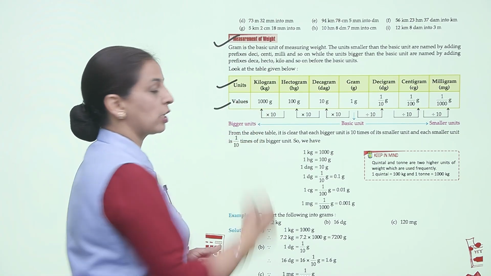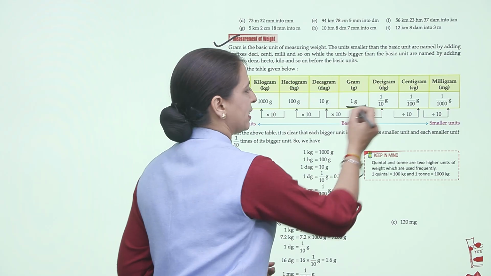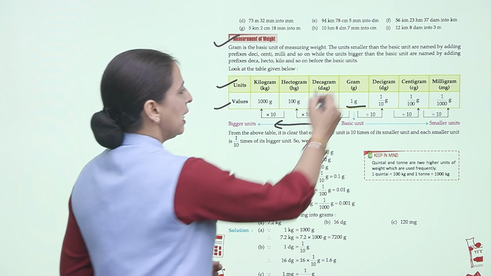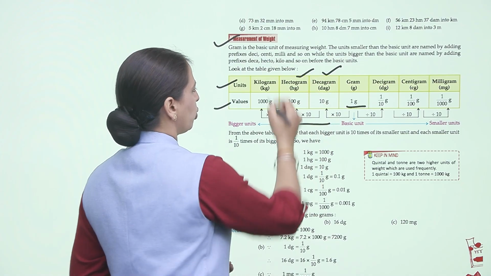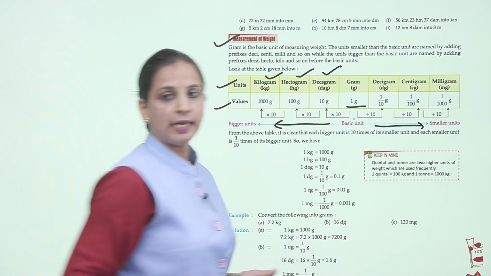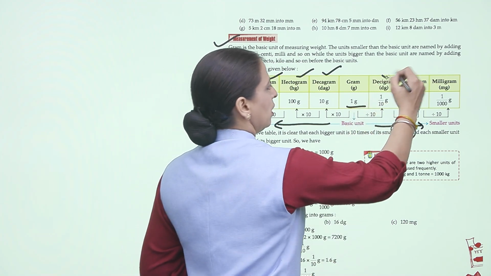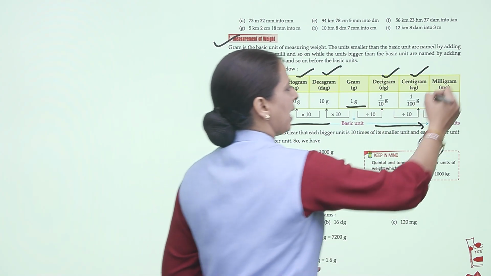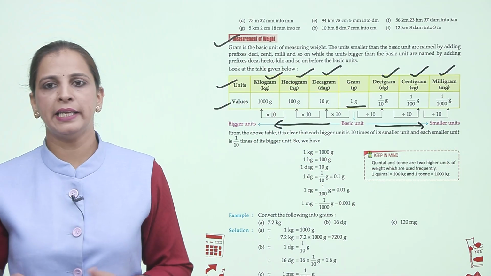Units are given, values are given. Now gram is what for you? It is the basic unit. The units bigger than the basic unit are multiplied by 10, that is 10 decagram, 100 hectogram and 1000 kilogram. And the smaller units are divided by 10, that is 1/10 decigram, 1/100 centigram and 1/1000 milligram.